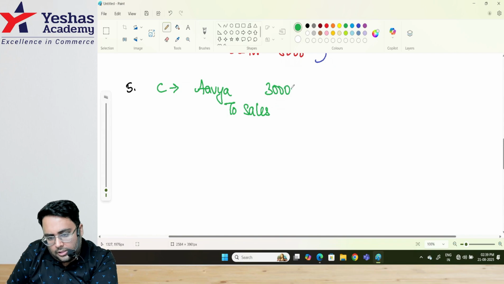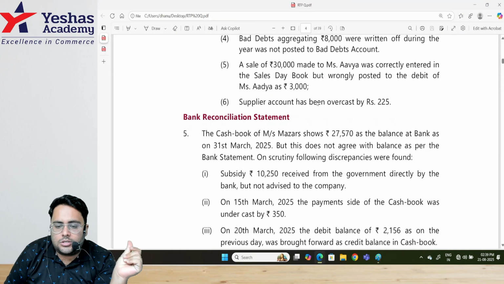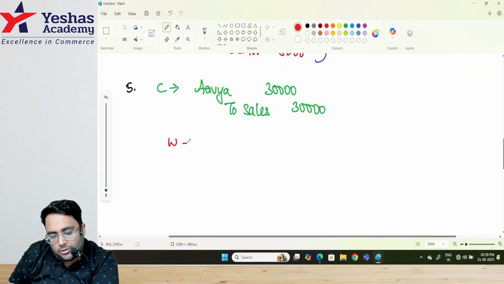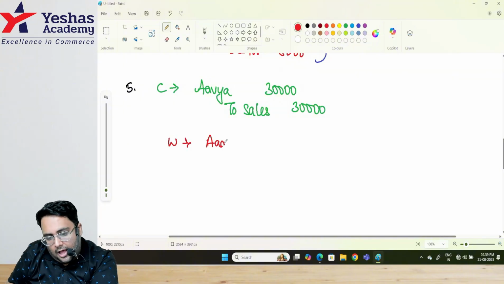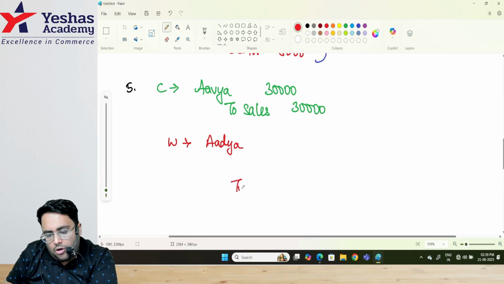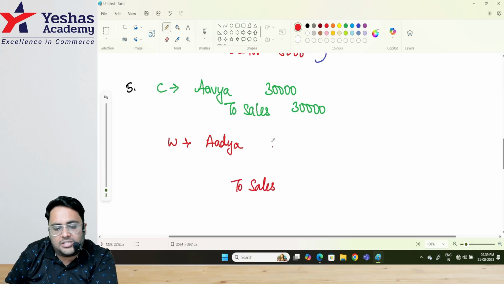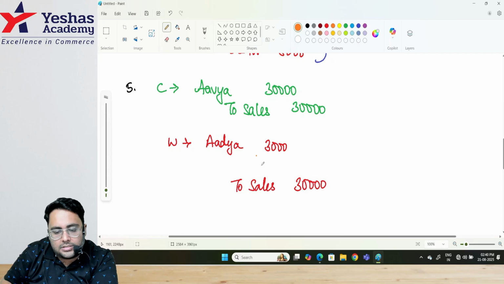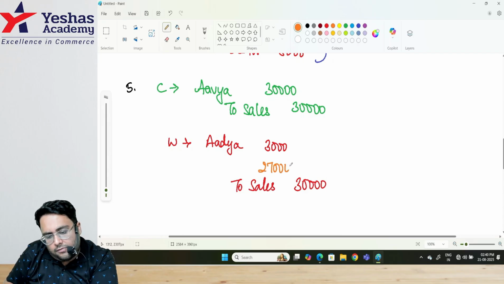30,000. The question is saying it was correctly entered in the sales day book, wrongly posted to the debit of Adya as 3,000. What is the wrong entry? Adya account debited to sales. But if you observe over here, how much amount is debited? 3,000. How much is credited? 30,000. What is the difference? 27,000 will be debited to suspense.